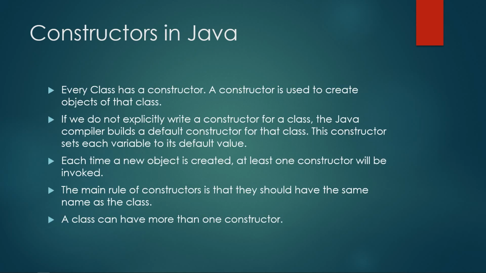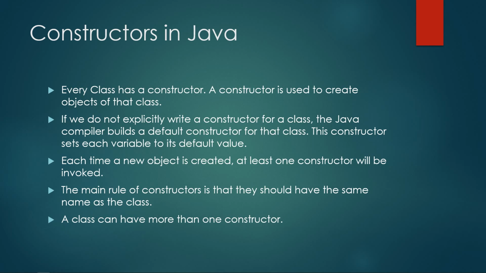Okay, constructors in Java. Every class has a constructor. A constructor is used to create objects of that class. If we do not explicitly write a constructor for a class, the Java compiler builds a default constructor for that class. This constructor sets each variable to its default value.